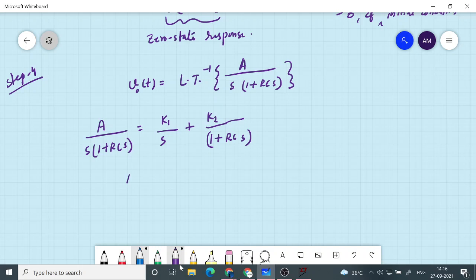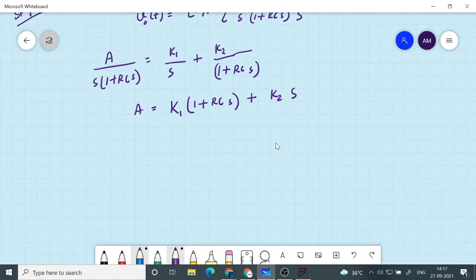So if you multiply with S into 1 plus RCS, we get K1 into 1 plus RCS plus K2 into S. I have taught you various ways to find K1 and K2, which are the residues. One of the ways is to put S equal to 0 and see what happens to the equation. If you put S equal to 0, K2 goes away, and here RC into S is 0. So the right-hand side is K1, so we will get K1 as A.